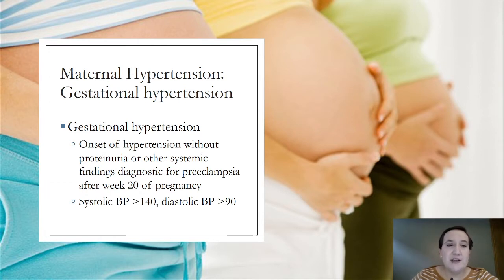When we're looking at gestational hypertension, we're looking at just elevated blood pressure isolated. There's no other systemic findings. We're looking for things that would give us a preeclampsia diagnosis versus a hypertensive diagnosis. So when we're looking at just hypertension, we're looking at a systolic blood pressure greater than 160 and or a diastolic blood pressure greater than 90.